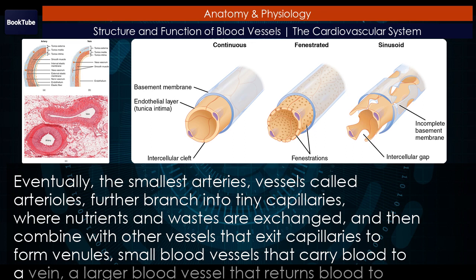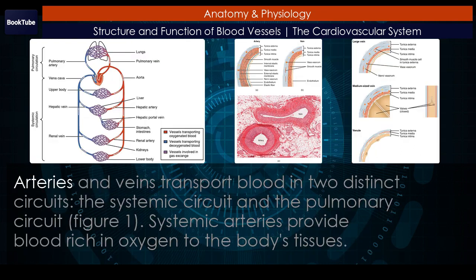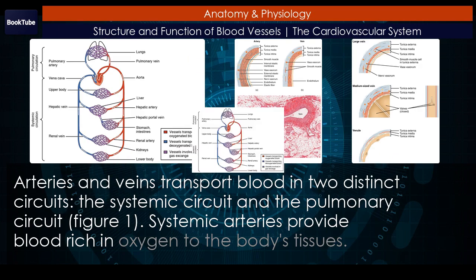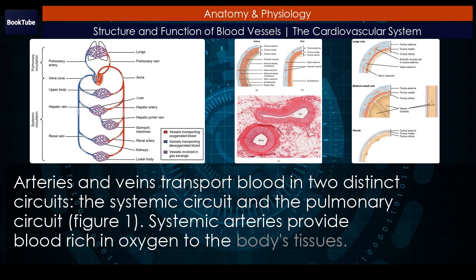Small blood vessels that carry blood to a vein. A larger blood vessel that returns blood to the heart. Arteries and veins transport blood in two distinct circuits: the systemic circuit and the pulmonary circuit. Figure 1. Systemic arteries provide blood rich in oxygen to the body's tissues.